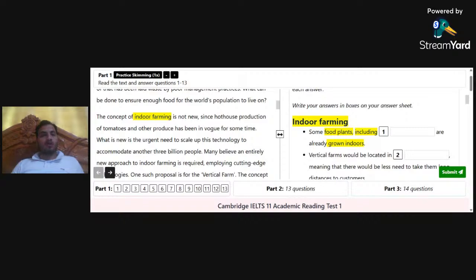So we will look. Indoor farming is not new, since hothouse production, so hothouse production, grown indoors, of tomatoes and other produce. So we know the meaning of produce; here produce means vegetables. There, produce is not used as a verb. You use produce as a specific term when you mean vegetables.